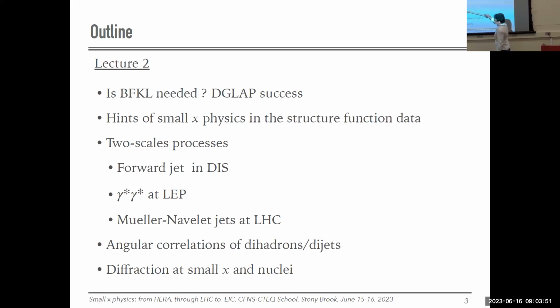I will also briefly discuss what are called two-scale processes, which you can look at in DIS but also at other machines like the LHC, and in an e+e- collider. So I will show some processes that you can search for small x physics there. I will also talk about angular correlations, how you can use correlations or decorrelations of hadrons or jets to search for small x effects. And I will also spend quite a large amount of time on diffraction.